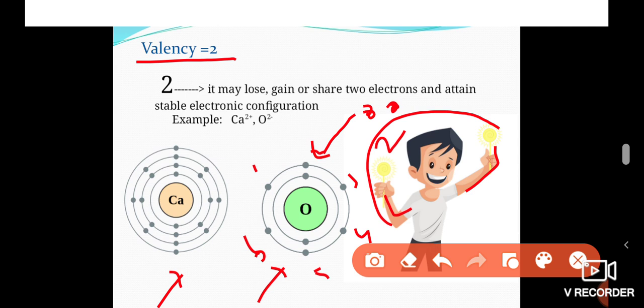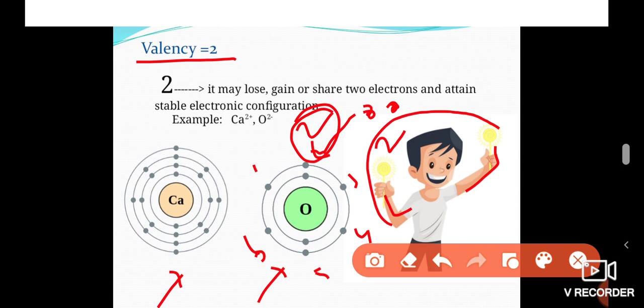So what is its combining power? Its combining power is 2. So what is the valency of oxygen? The valency of oxygen is 2. So it gains 2 electrons. That power of 2 electrons is the combining power. So the valency of oxygen is 2.